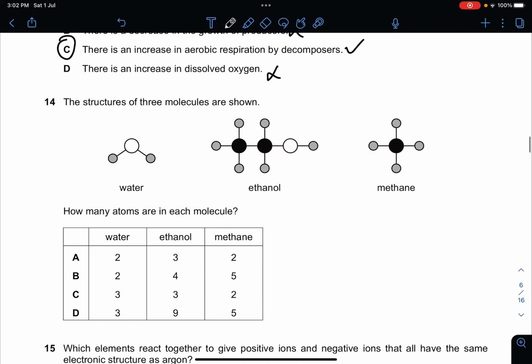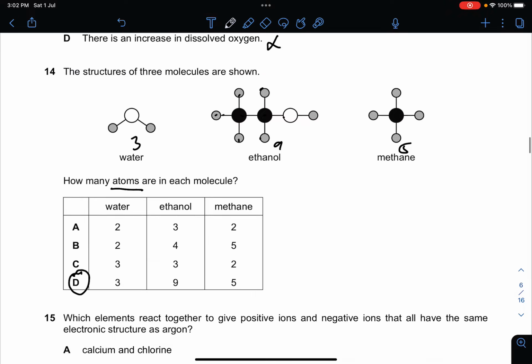Okay, the structures of the three molecules are shown. How many atoms are there in each molecule? They say atoms connected to each molecule. So let's see. So there are 3 atoms. 1, 2, 3, 4, 5, 6, 7, 8, 9. 9 atoms. 1, 2, 3, 4, 5. So the answer is D. Atoms meaning how many atoms are there in the molecule itself.